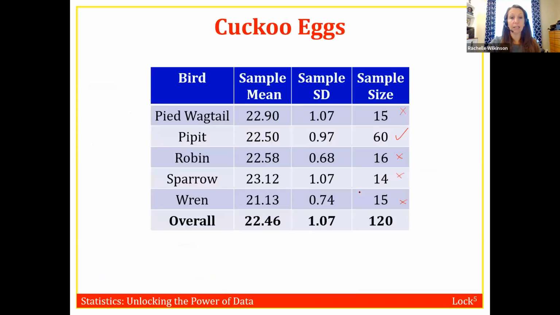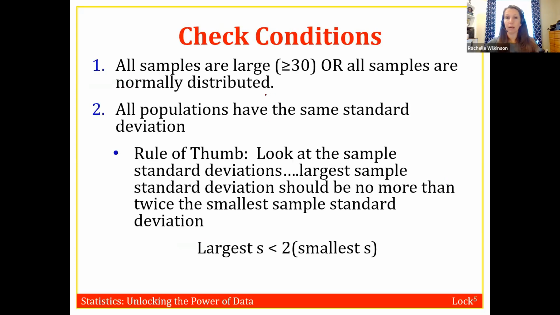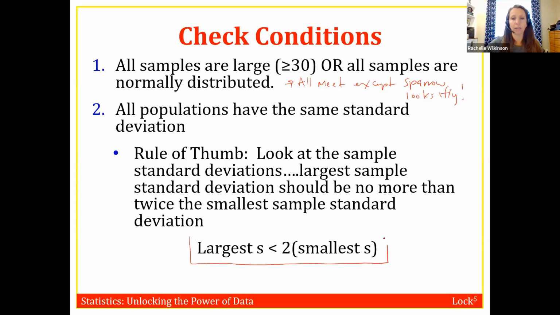Let's look at our second condition, which is the variation. So let's see, on this one, checking the conditions, we can say all meet except the sparrows. I'm going to say the sparrow looks iffy. So I wouldn't really say that overall we meet that one. For this second condition, that the populations have the same standard deviation, we're going to use our rule of thumb. Okay, so we want the largest S to be no more than twice the smallest S.